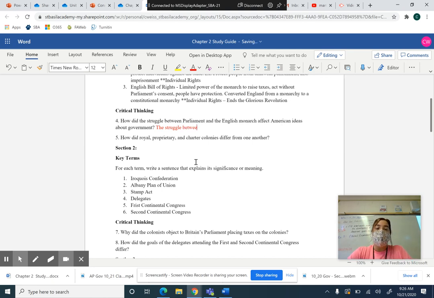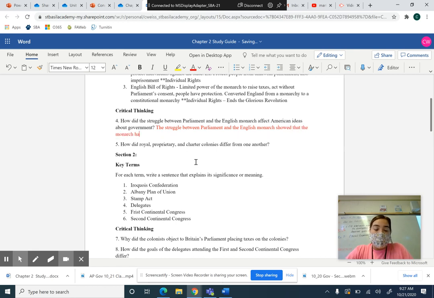So the struggle between Parliament and the English monarch showed that the monarch had more power than Parliament and the people, and he violated the people's rights.